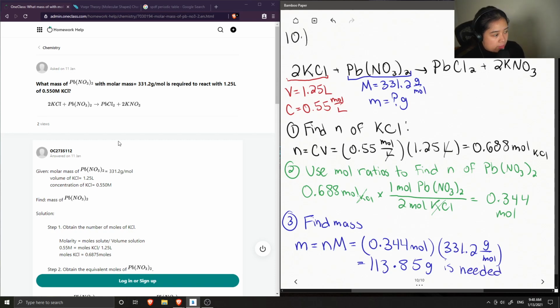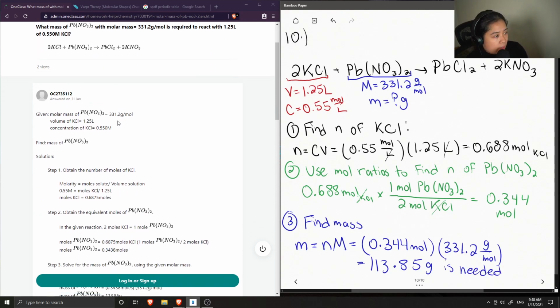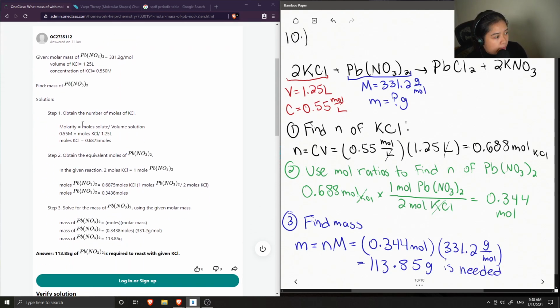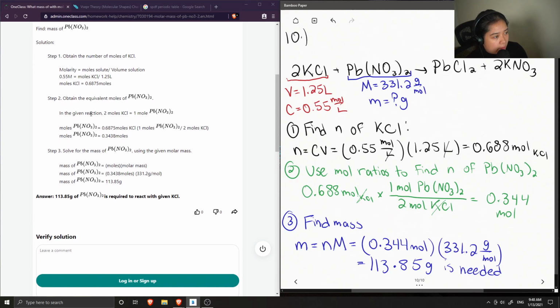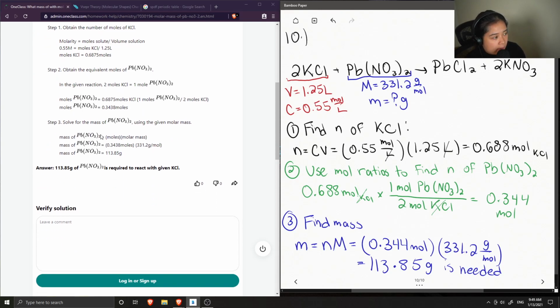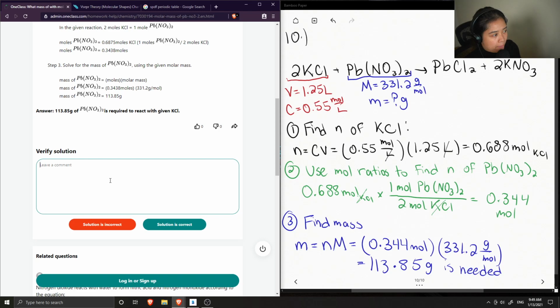Okay, so let's see what our junior tutor said. They wrote out everything that was given, found the number of moles of potassium chloride. Yep. And then they did the mole ratios to obtain the equivalent moles of lead nitrate and got 0.3438. And lastly, they solved for mass by multiplying the number of moles times the molar mass. Okay, so this solution is correct.